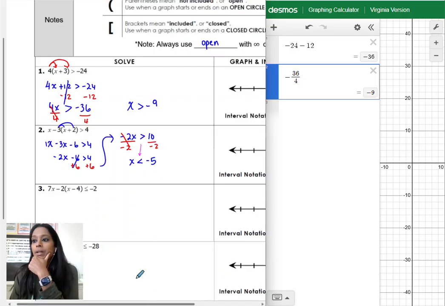Okay, so even though my original problem has greater than, as I work through the problem, I'm dividing by a negative. Whenever you're dividing by a negative, you have to switch the sign. Divide by a negative, so switch the sign. You have to change the sign.